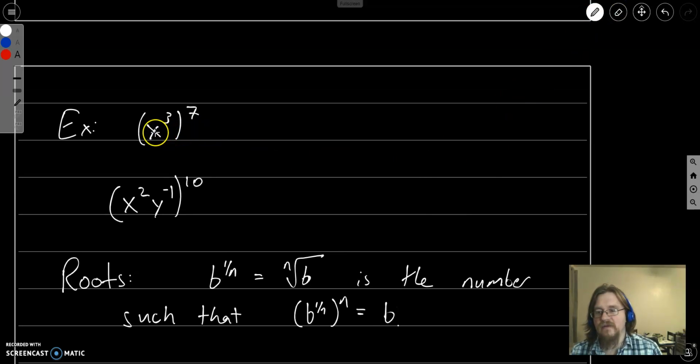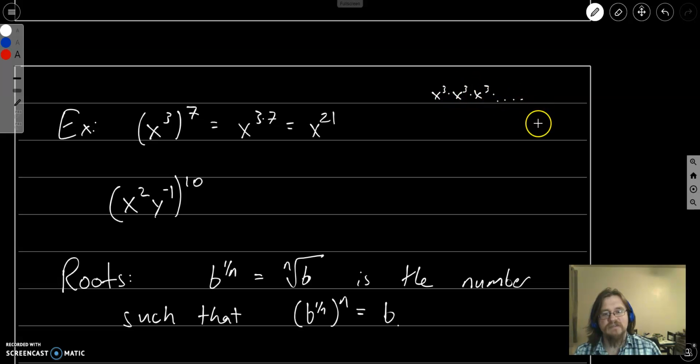So here we have x to the third to the 7th power. Again, the way this works is when we have an exponent to an exponent, we're going to multiply. So this is going to be x to the 3 times 7, which is x to the 21st power. Again, we can think of this as x to the third times x to the third times x to the third 7 times. So then 3 plus 3 plus 3, 7 times is going to be 21.